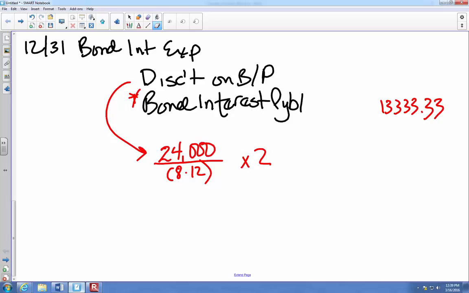So I ended up with a $500 discount amortization and a debit to bond interest expense of $13,833.33.